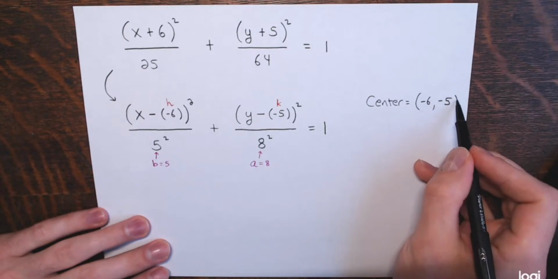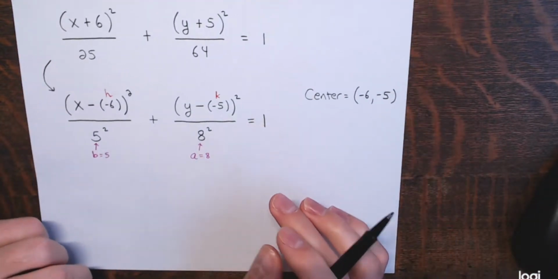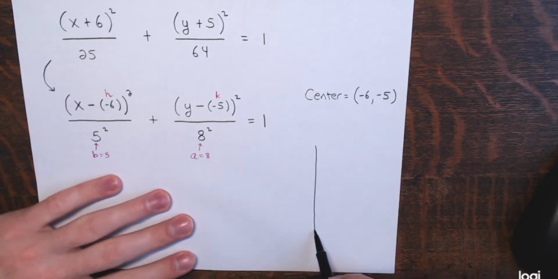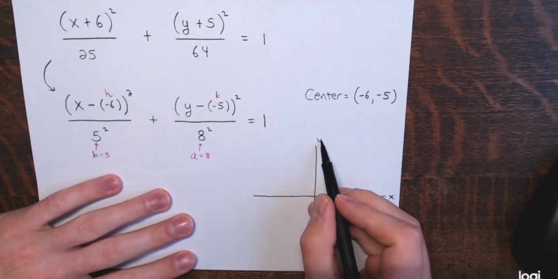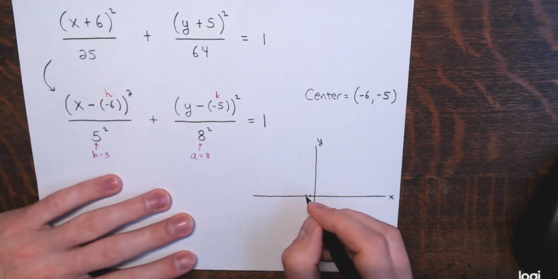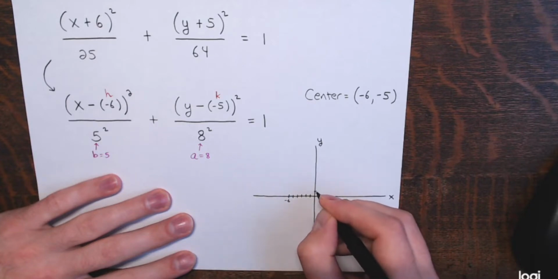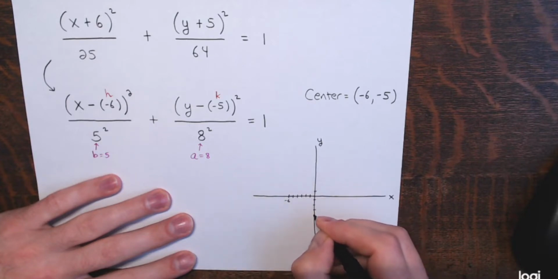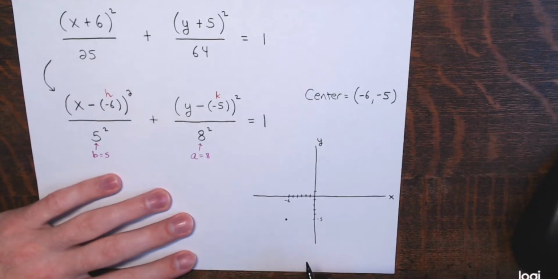And I'll start plotting this stuff right here. It's going to be a tiny plot, but I'll go to that desmos.com free online graphing calculator in a minute, and we'll look at a much better picture. So here's negative 6 for the x, and then negative 5 for y.